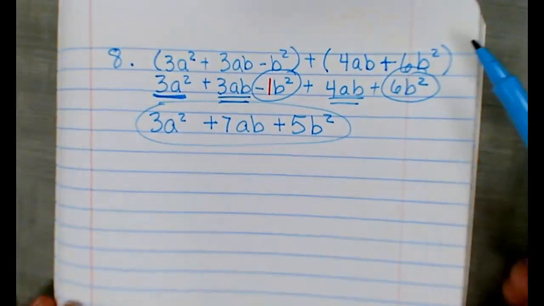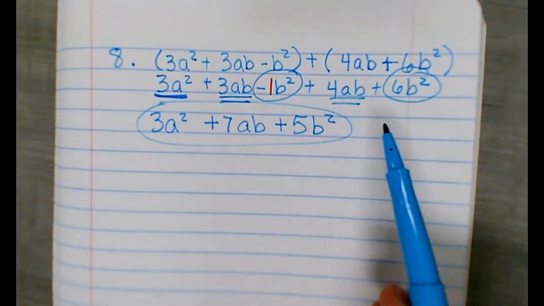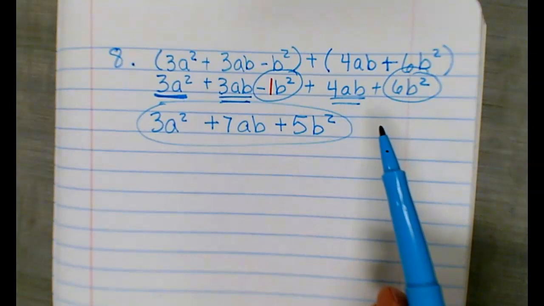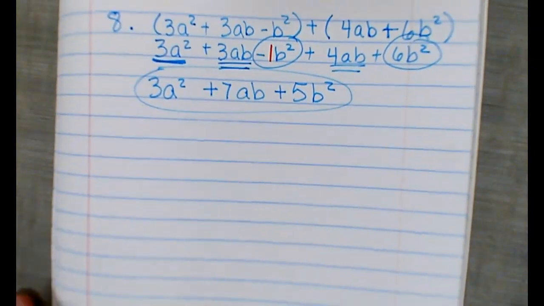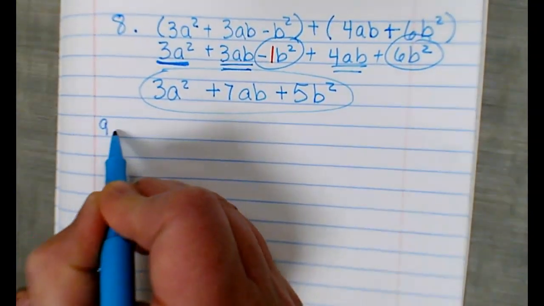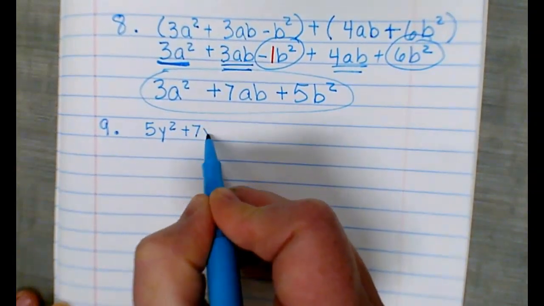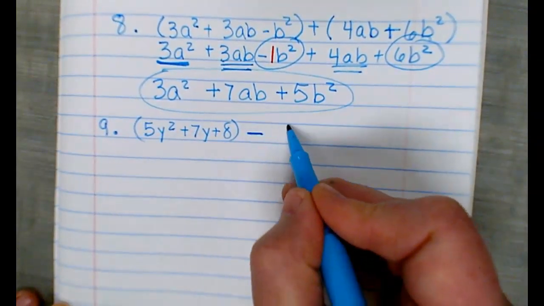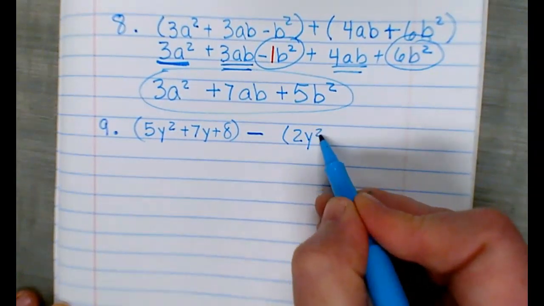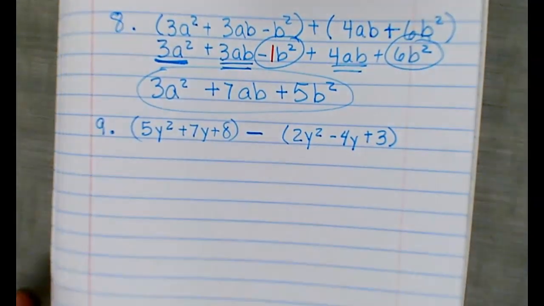Now, I rewrote this so that you can see that I'm dropping out the parentheses. You can also just ignore the parentheses and not rewrite it if it is an adding problem. If it is a subtraction problem, you cannot ignore the parentheses. Because what do you have to do first?